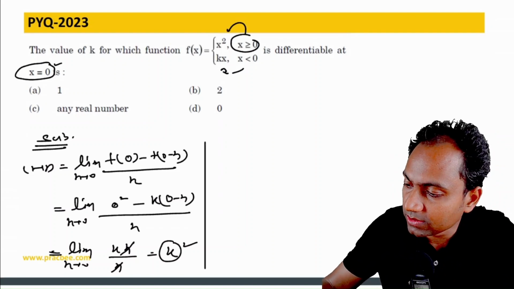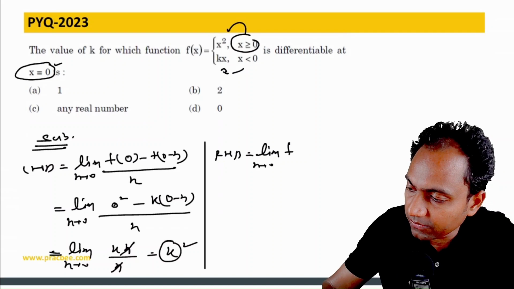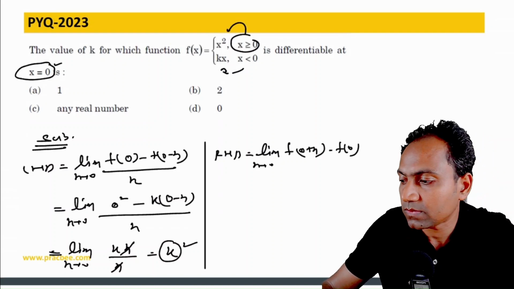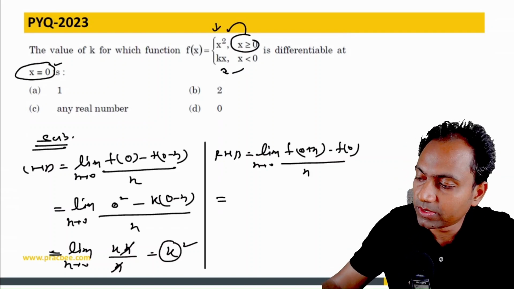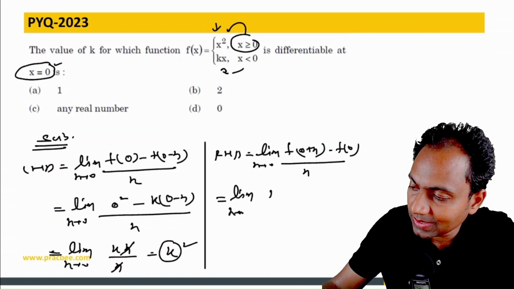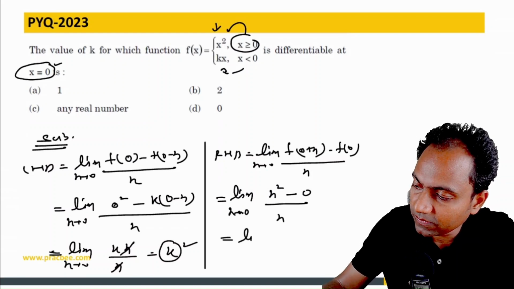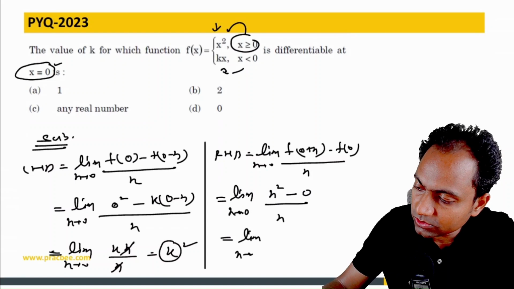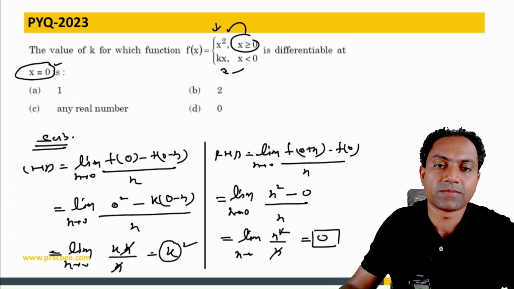Now similarly, I can also find the right hand derivative. Let us also do that. If I have to find RHD, or right hand derivative, the answer becomes limit h tends to 0, f of 0 plus h minus f of 0 divided by h. So if I put the value, 0 plus h will again be obtained from here only. So it becomes nothing but h square, minus 0, by h. And if I simplify, limit h tends to 0, h square by h, and h will get cancelled out. And if I put the value, it becomes 0.